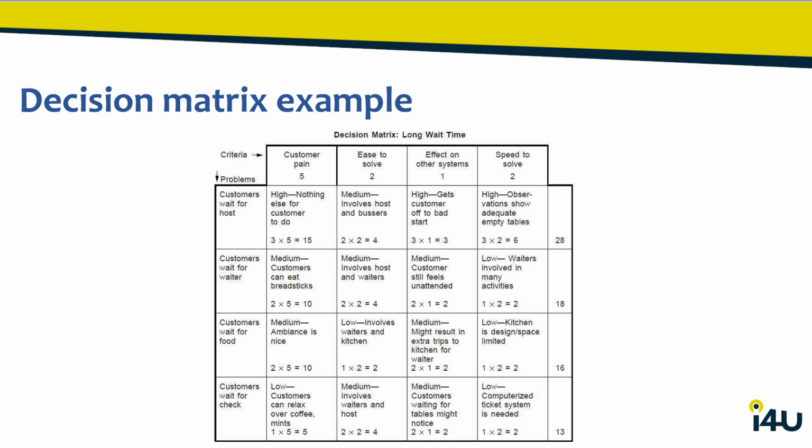Customer pain, weight 5. Ease to solve, weight 2. Effect on other systems, weight 1. Speed to solve, weight 1. Scoring system: high, 3; medium, 2; low equals 1. Outcome: customers wait for host scored highest, which indicates this issue should be addressed first.